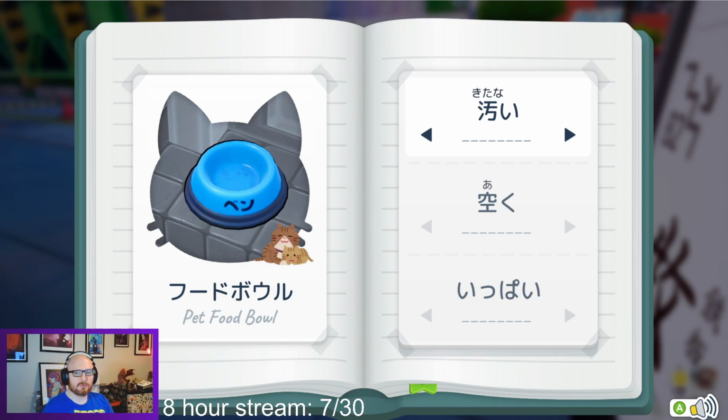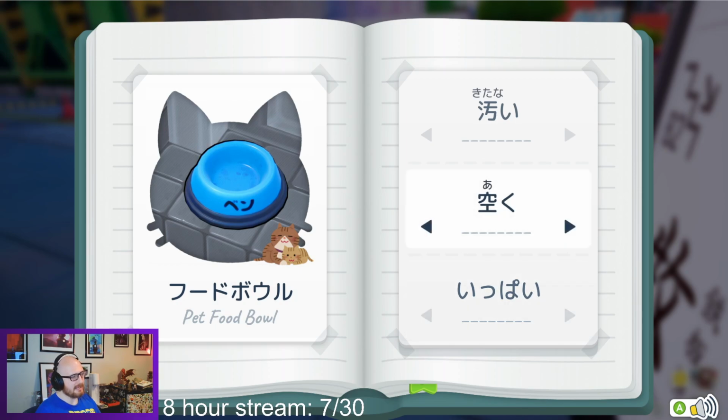Food bowl. It's a food bowl for pets. In this case, we're looking at what? Ben? Is that Ben? Okay, yeah, sure. Kitanai is an adjective that could describe a food bowl. Sure, surely. Aku is the word that all pets will always describe their food bowl at all times. Definitely. And it is a verb to be something. And then we have ippai here, which is a descriptor as well to describe the food bowl.